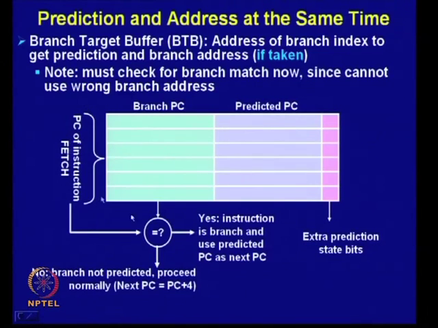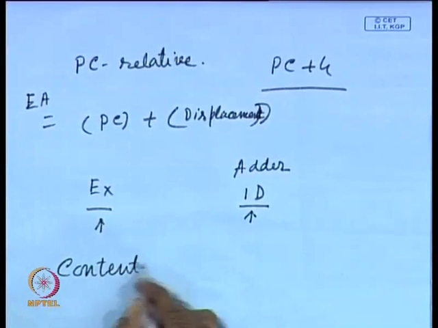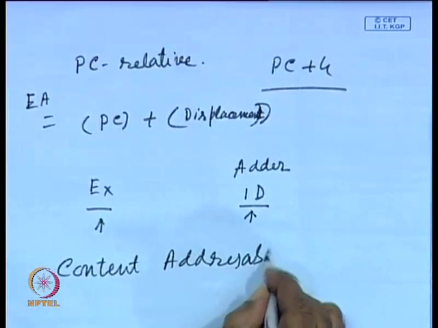You can see the cache memory in this case is storing not only the predicted program counter address, but also the branch PC as part of the cache memory. After you get the PC value of the instruction fetch, and you know the branch PC, that is compared with the branch address. It is done in the conventional manner, and it is known as content addressable memory, CAM.